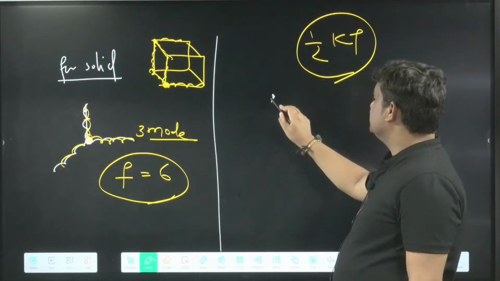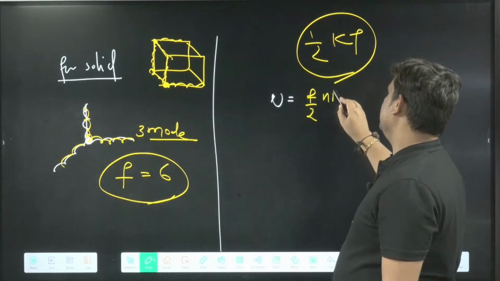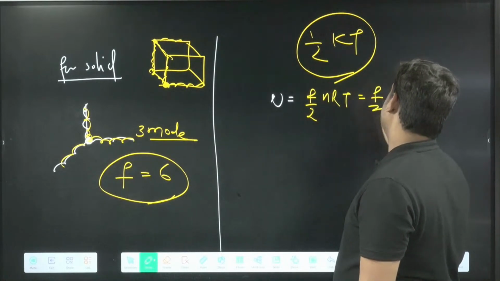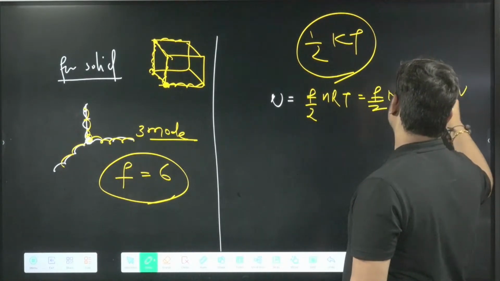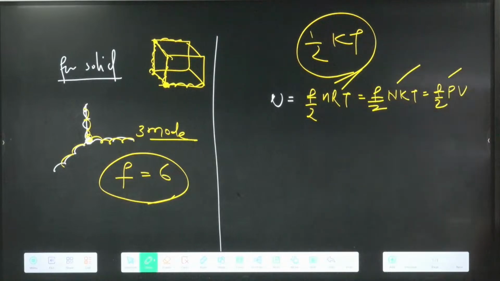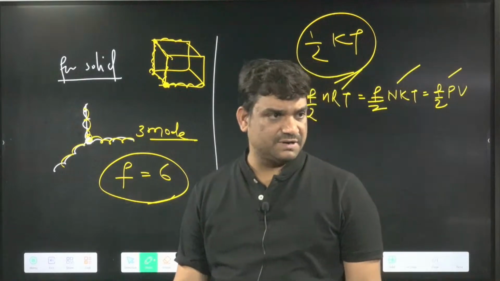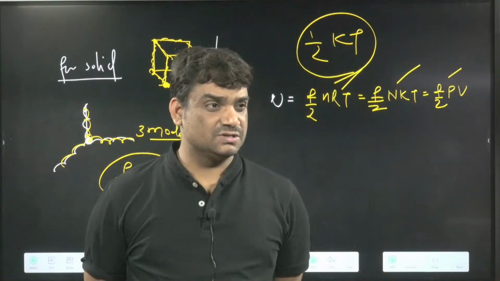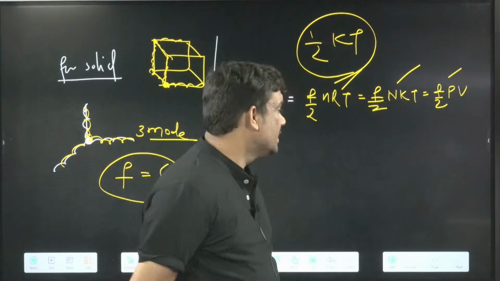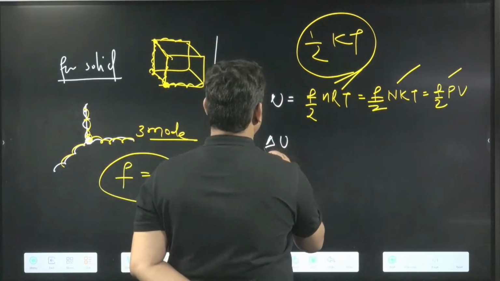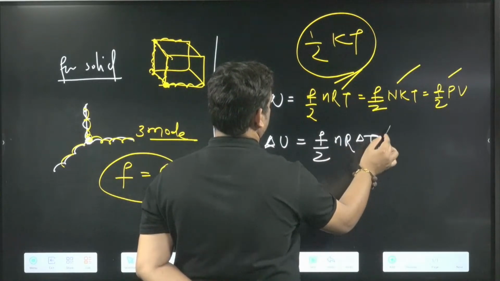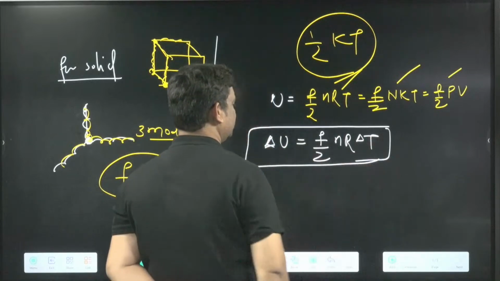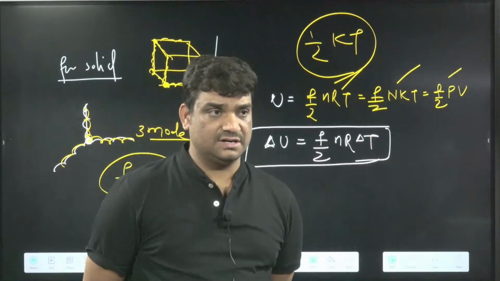Then we said internal energy. We got the formula f by 2 nRT, f by 2 nkT, and f by 2 PV. This was also done. Then I said delta U. So delta U will be how much? f by 2 nR delta T. This was also done: delta U equals f by 2 nR delta T.